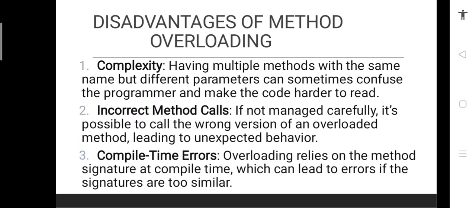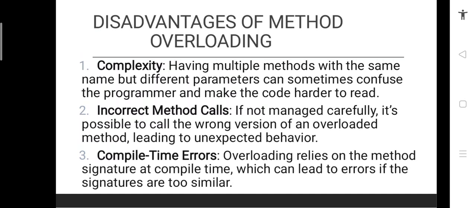Okay, compile time errors. Overloading relies on the method signature at compile time, which can lead to errors if the signatures are too similar. What's a signature? It's the parameters. As I told you, add(int a, int b), and another method also has add(int a, int b). Then what's the difference? Yes, the compiler can show an error that it has the same parameters, same signatures. So it's important to change something.